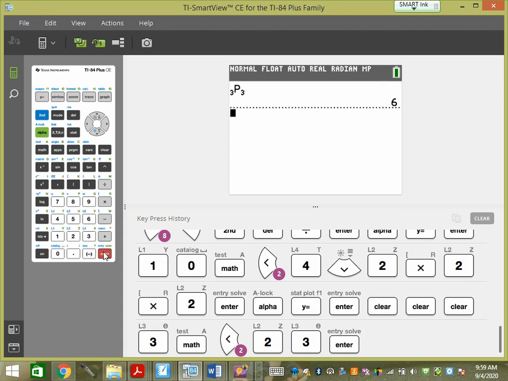Now where the heck is the P good for? If I can just go 3 factorial, why the heck would I go 3P3, right? It's more steps. I wouldn't.